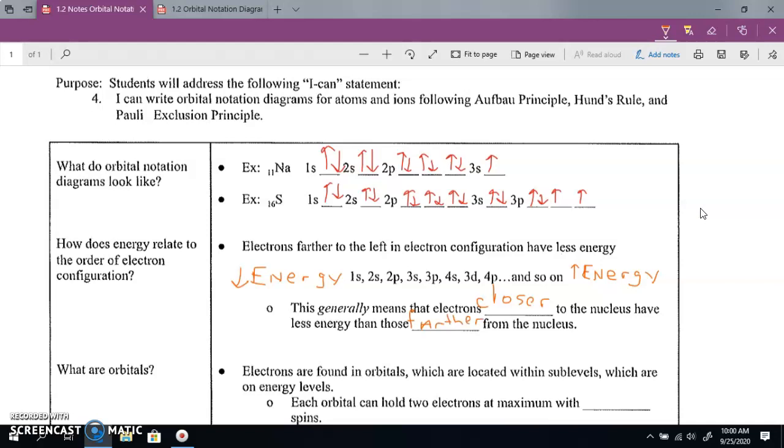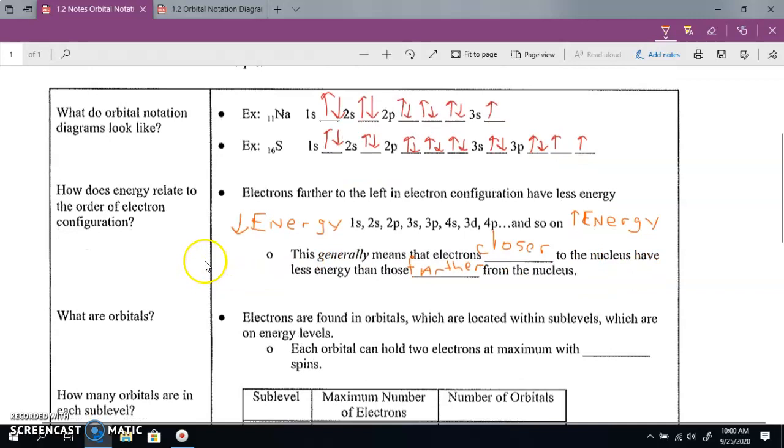Okay, that's a broad general statement, but it relates back to this energy sequence right now. So now at this point, what we're learning is that not only is this the order that we fill electrons into the electron configuration, but we also know that electrons that are further to the left in this sequence are lower energy, and those further to the right are higher energy.